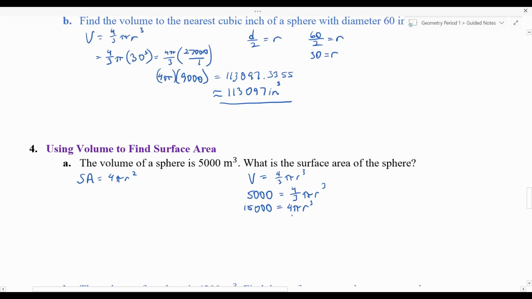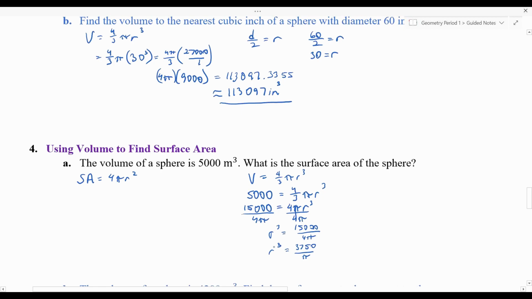We divide both sides here by 4 pi. Okay. Now, 4 pi and 4 pi cancels out. So that gives us r to the third, which is 15,000 divided by 4 pi. This actually does clean up. This turns out to be r to the third equals 3750 over pi.